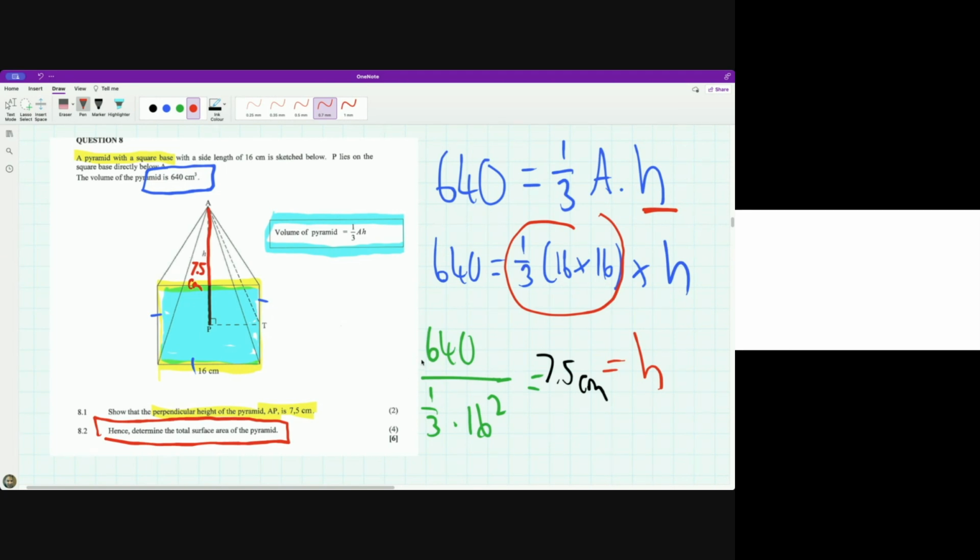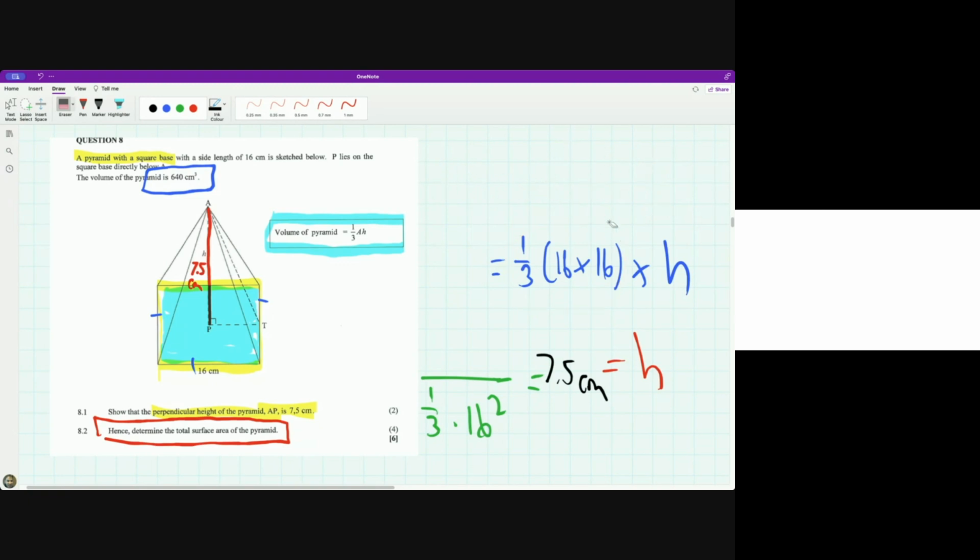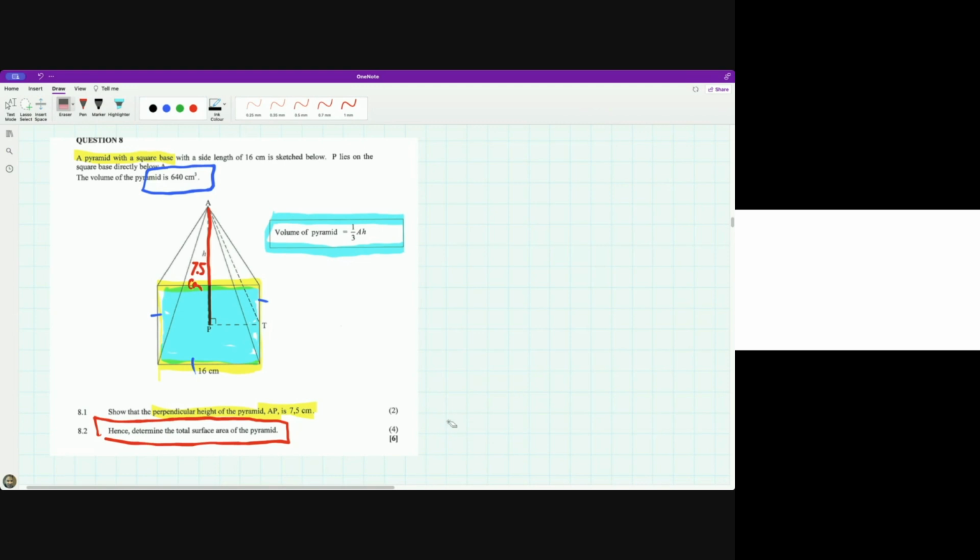So think back to earlier in the lesson. How does surface area work? What do you need to get for surface area? I know the blue bit was just 16 times 16.